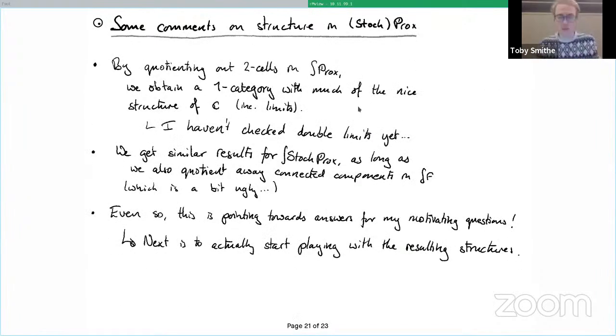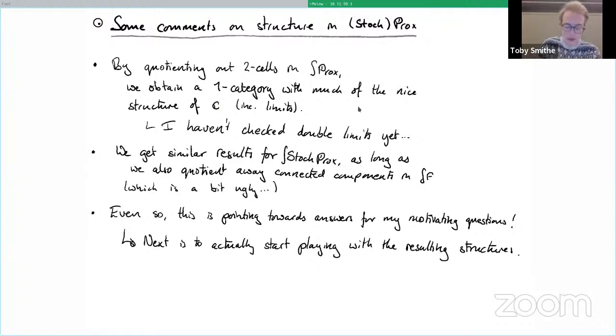I'm going to claim that it will do enough of what I want. There are a few details yet to be described or written down. But first of all, I'll go back to prox without the randomness. By quotienting out the two cells, I get a one category, because it's easier for me to think about right now. It has almost all of the nice structure, and I think if you do the quotienting right, you get all of the nice structure, but the quotienting gets a bit ugly, that I had in C.